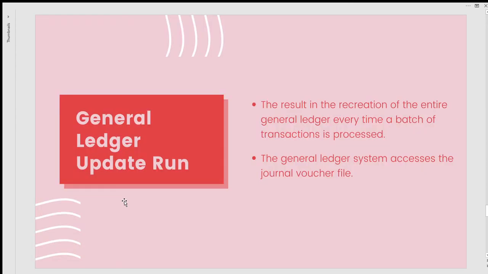Okay. So we now go to the general ledger update run. The result is the recreation of the entire general ledger every time a batch of transactions is processed. The general ledger system accesses the journal voucher file. This file contains journal vouchers that show the whole day's transactions of the organization. The vouchers are sorted by the general ledger account number and posted to the general ledger. This will create a new general ledger.